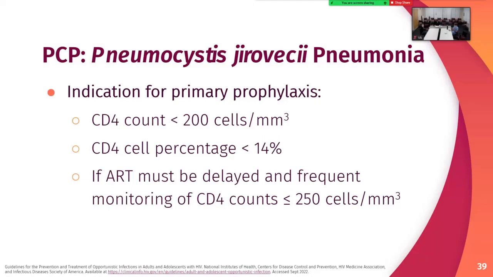When figuring out which patients require primary prophylaxis against PCP, this is going to be dependent on their CD4 count or cell percentage. If a patient has a CD4 count less than 200 or a CD4 cell percentage less than 14, they are indicated for PCP prophylaxis. And then there is a more niche population where we could consider PCP prophylaxis, and that's in patients where ART therapy cannot immediately be obtained or has to be delayed and their CD4 count is less than 250. Then we can consider starting PCP prophylaxis in these patients as well.